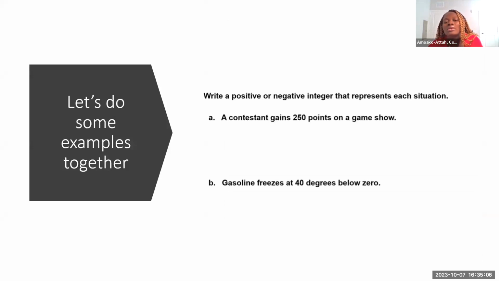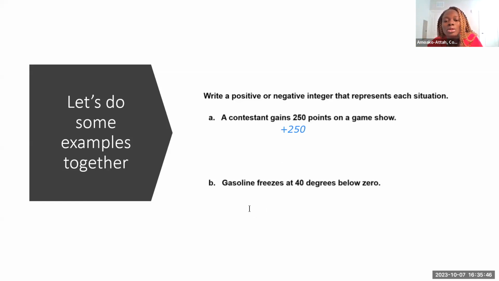All right, so now the first one is write a positive or negative integer that represents each situation. The first problem is what? A contestant gains. There are some keywords that you have to take note of when you are doing integers. A contestant gains 250 points on a game show. So if you are gaining, it means it becomes what? A positive. Actually, you are gaining. So write an integer. You can either write this as just 250 or +250. Good, because the contestant gains, right?